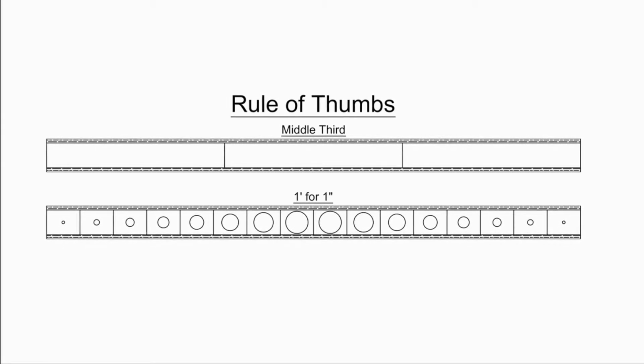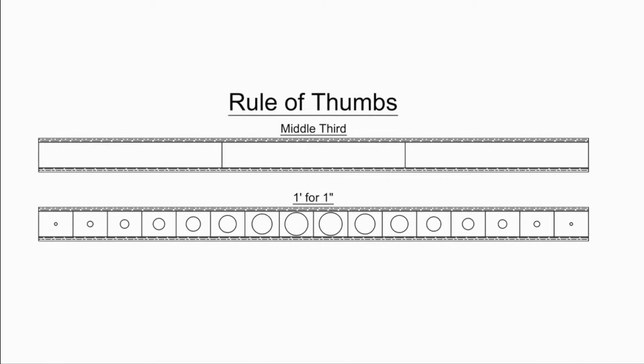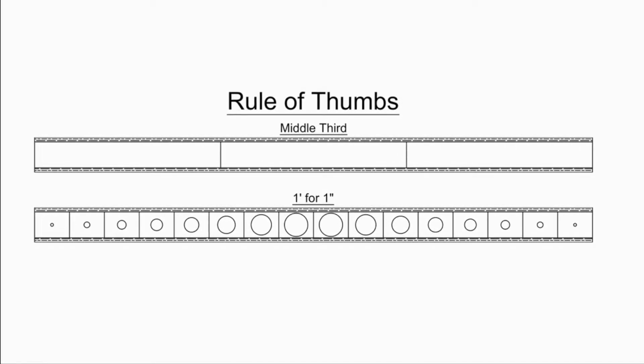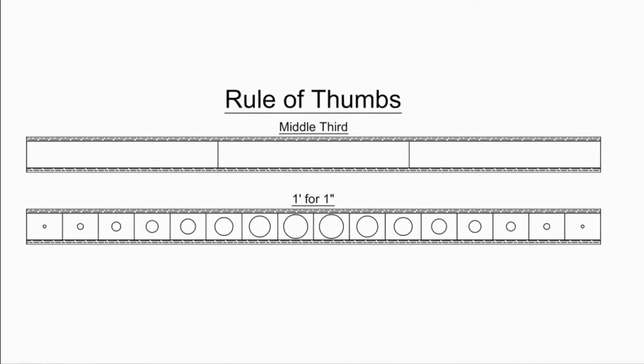The foot for every inch method works as follows. For every inch in the diameter of the hole, the location is moved a foot away from bearing. For example, a 3-inch diameter hole would be located 3 feet from bearing.